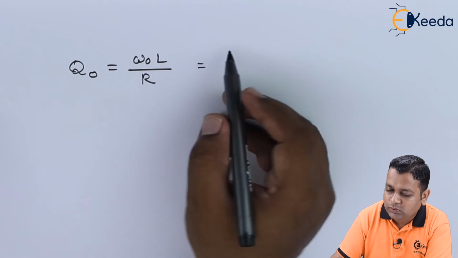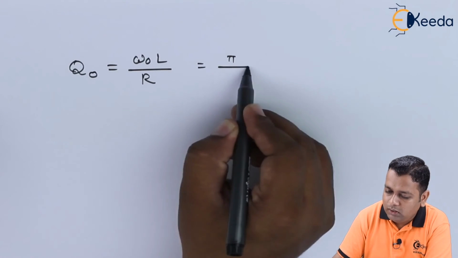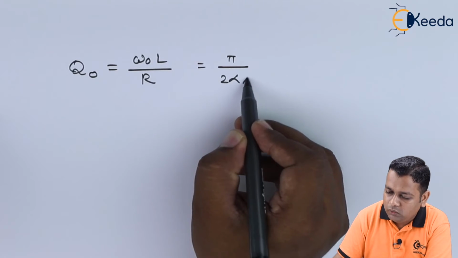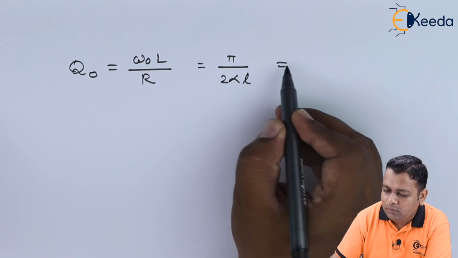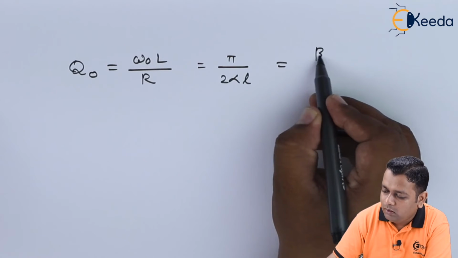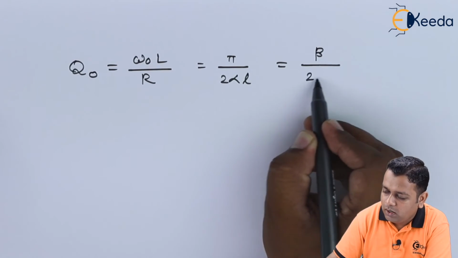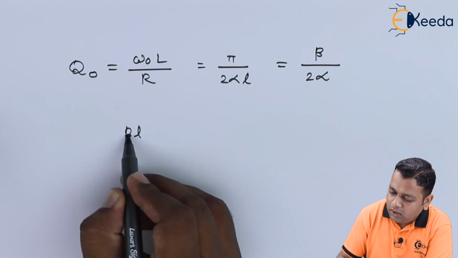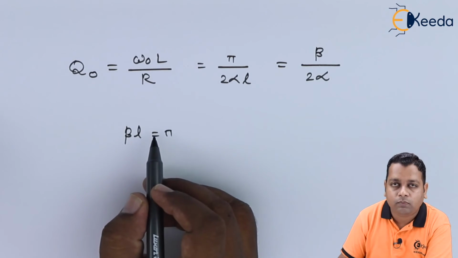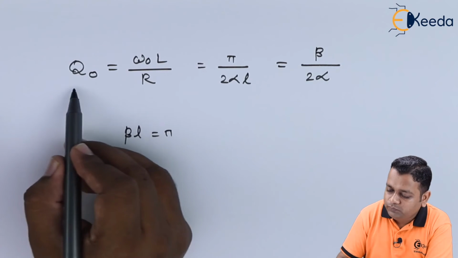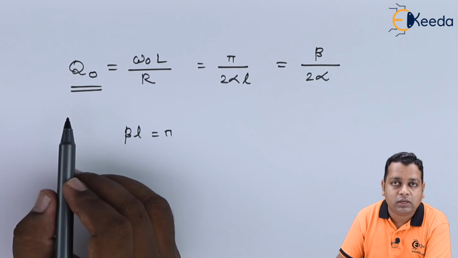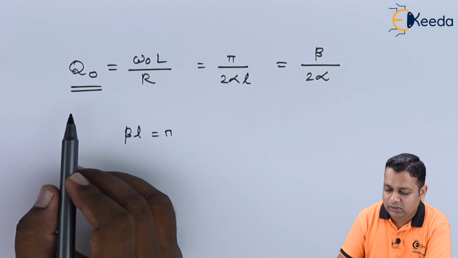We can also express it in the form pi divided by twice into alpha into l here, and finally expressed in the form beta divided by twice alpha, since we have the relation beta into l equal to pi here. So this is the unloaded quality factor for the short circuited lambda by 2 transmission line here.